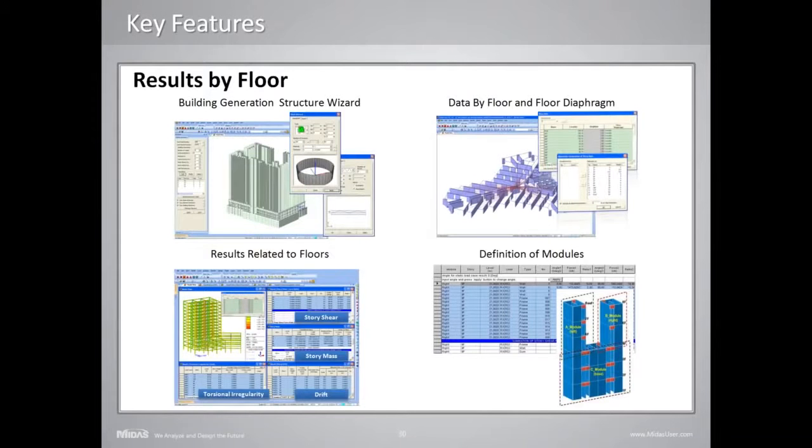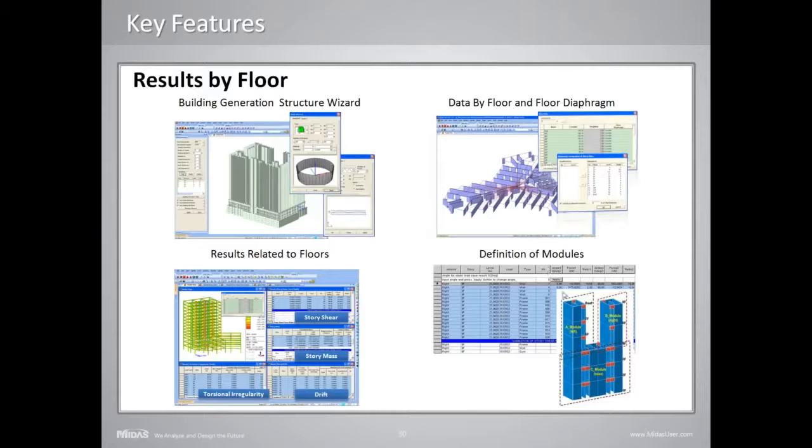Another key feature that midas.Gen has is the results by floor. midas.Gen has a building generator in which we can generate a building just having one floor plan. I'm going to show you later on in the demonstration, but these are basically the types of results that we can obtain. All the results can be obtained on a floor basis. For example, story shear, story mass, and story drift can be obtained in table form.